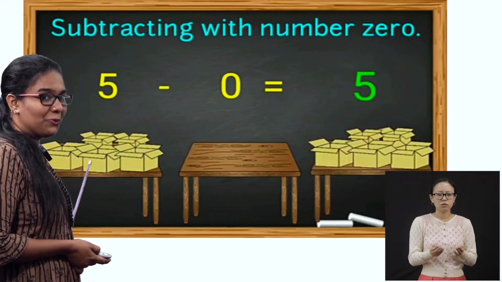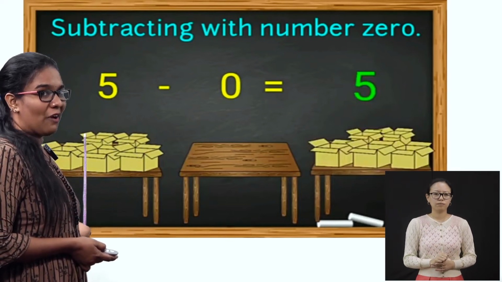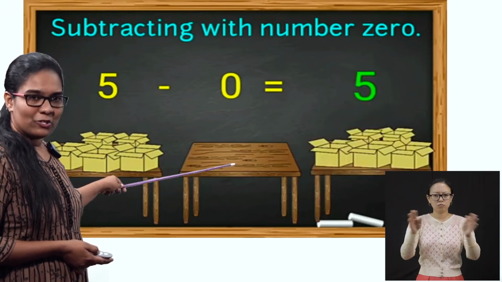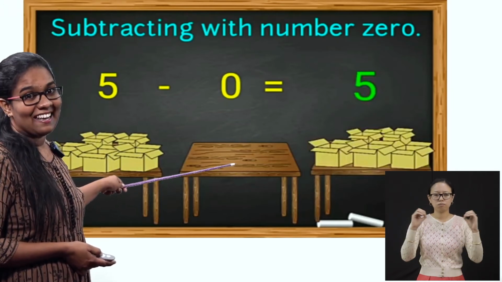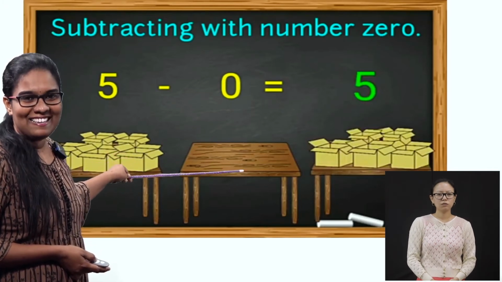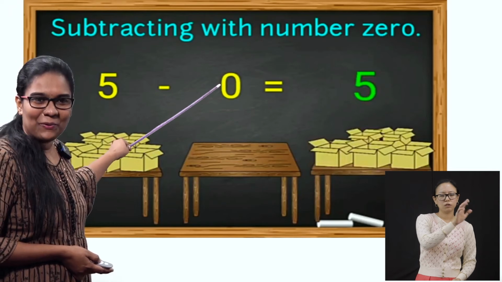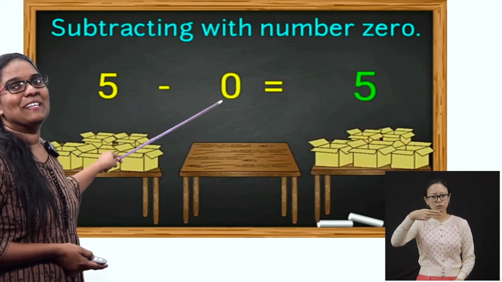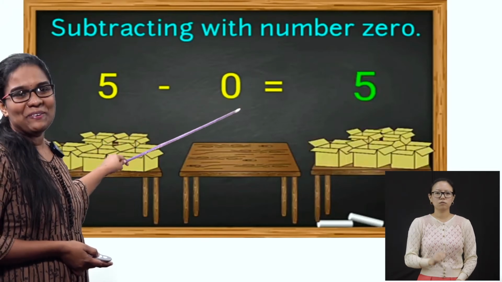1, 2, 3, 4, 5. In this table, how many boxes are here? Is it 2 or 3? Yes, you are right. There's nothing in this table, right? That is 0. Yes. Then 5 minus 0 is equal to 5.